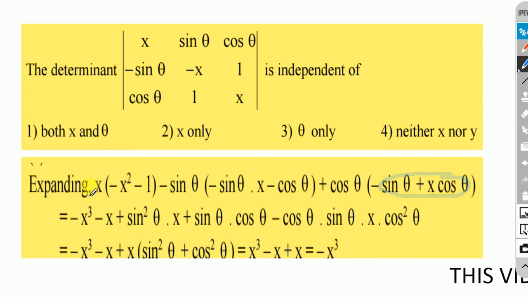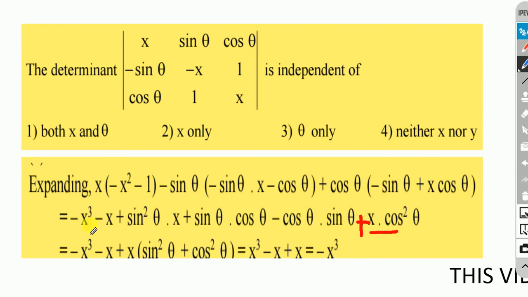Let us multiply this by x here, that is minus x cube. x into minus 1 is minus x, minus sin theta into minus sin theta is plus sin square theta, and I have 1x here, so it is x sin square theta. Minus sin theta into minus cos theta is plus sin theta cos theta. Cos theta into minus sin theta is minus cos theta sin theta, plus cos theta into x cos theta is plus x cos square theta here.